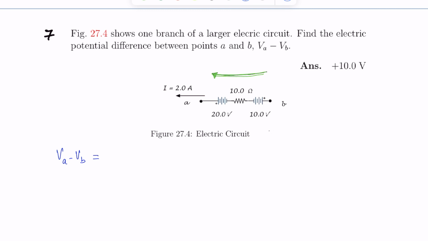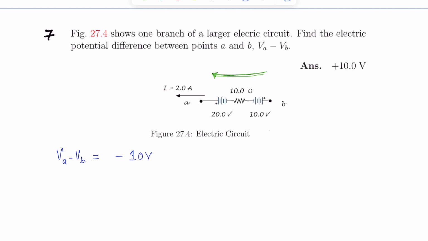Anyway, so VA minus VB, we start at point B. We are traveling in the direction of the current. Remember, this is the current direction, and this is the direction of the travel. We're traveling in the direction of the current. We see a battery. The nearest terminal is positive, so we write this as minus 10 volts. That's what our convention tells us.